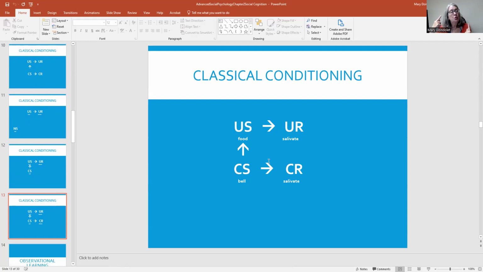And then he realized, ooh, these graduate students have been associated with the food. So now they just see the graduate student and they start salivating. And there's lots of other examples that we can use with classical conditioning. One that I found hilarious when I was a graduate student and learned about it, so I'll use this as an example.